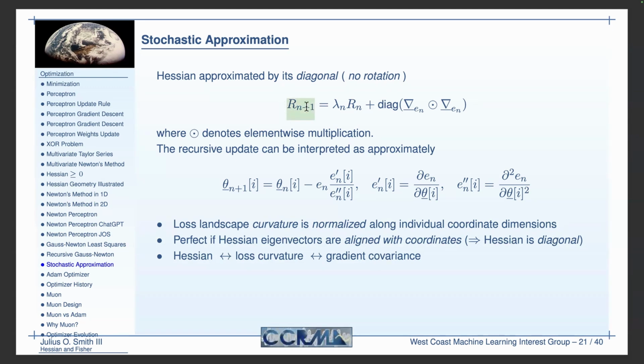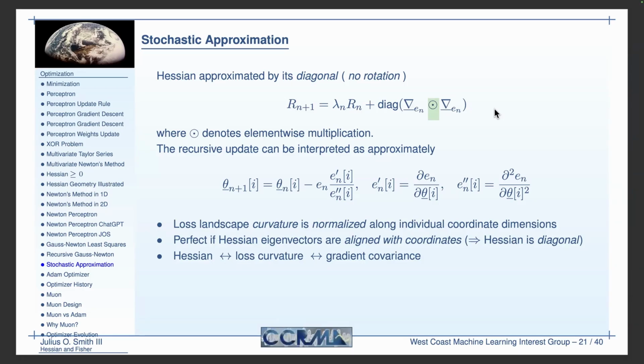The covariance matrix is updated by forgetting the previous one a little bit and adding in the diagonal of the outer product of the gradient. And this should have a transpose on it. And this means pointwise multiplication. Oh, I guess pointwise multiplication doesn't need the transpose.